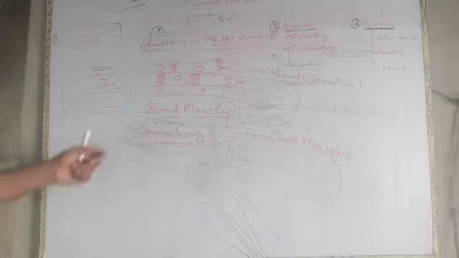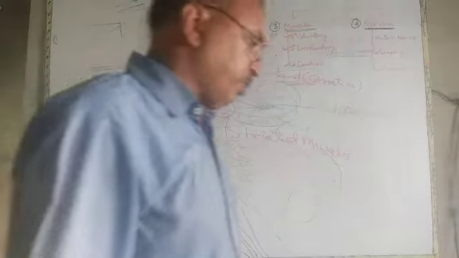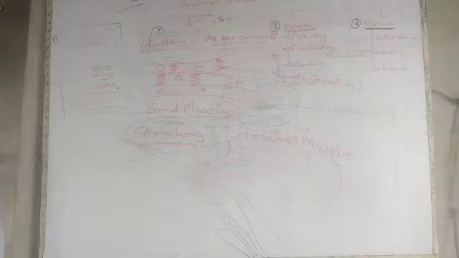Clear? And these are called striated muscles. Striated muscles. Clear? Is that clear to all of you? The second kind of muscles.